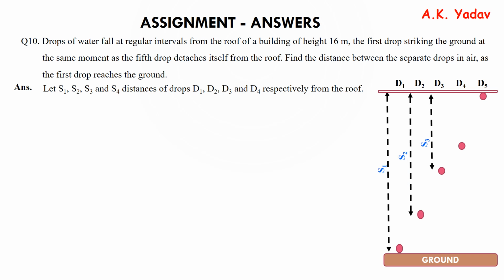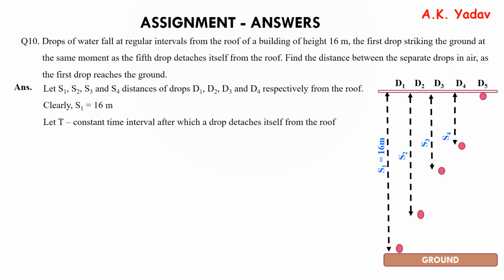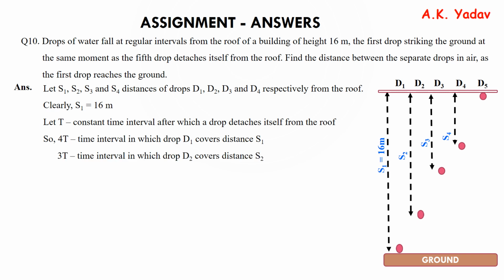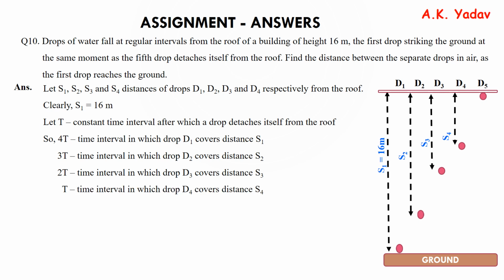Let s1, s2, s3 and s4 be the distances of drops d1, d2, d3 and d4 from the roof. Now this can be understood in this manner that all the drops are coming from one point itself. So instead of that, I have taken 5 separate places; you can take one point itself. This is better visualization, that's why I have taken this. Now clearly the first drop covers a distance of 16 meter. Let t be the constant time interval after which a drop detaches itself from the roof. So 4t is the time interval in which drop d1 covers distance s1, 3t is the time interval in which d2 covers distance s2, 2t is the time interval in which d3 covers distance s3, and t is the time interval in which drop d4 covers distance s4.